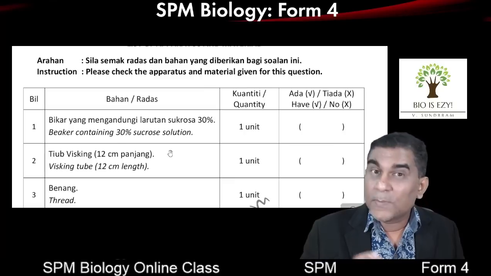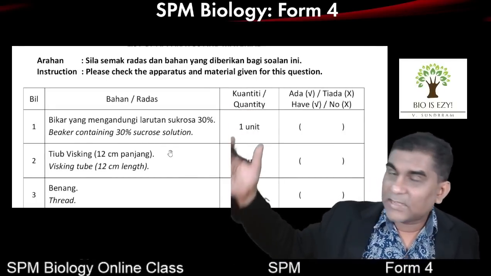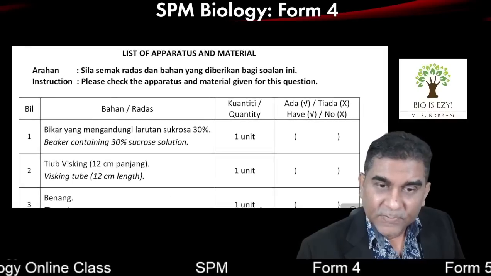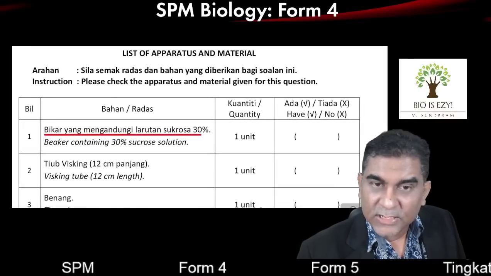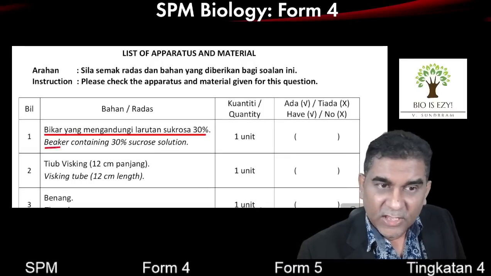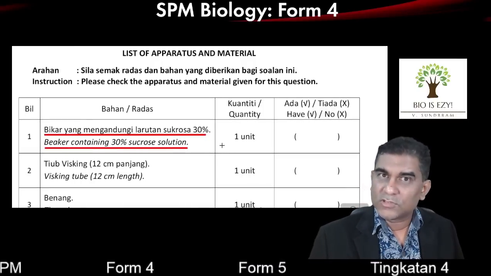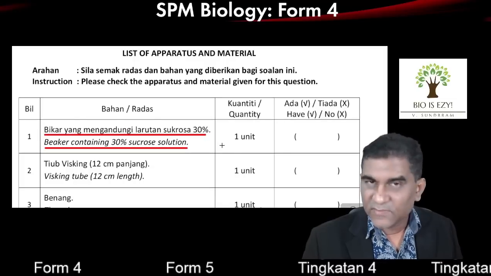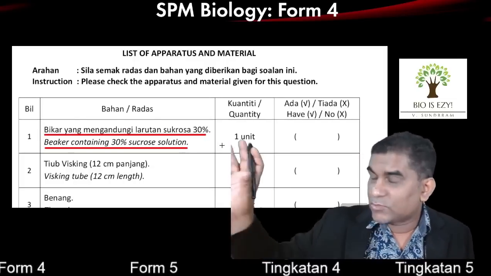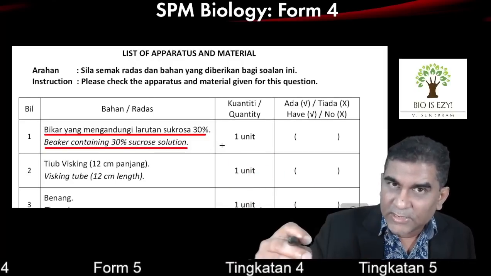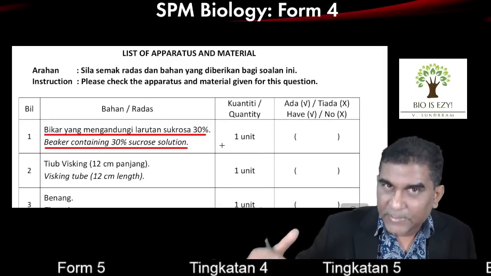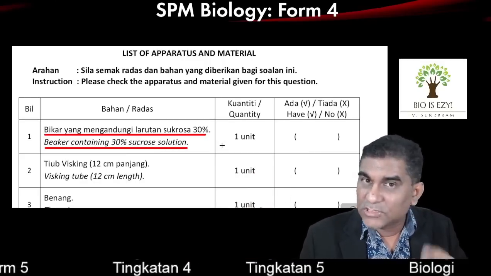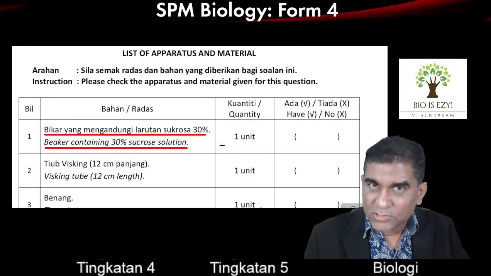Antara cara mudah untuk mengenal pasti pemboleh ubah adalah daripada senarai radas dan bahan yang ada di hadapan kamu. So kalau kita perhatikan dekat sini, yang pertama, kita ada beaker yang mengandungi larutan sukrosa 30%. We have a beaker that contains 30% sucrose solution. So that tells us 30% sucrose solution should be the constant variable. Because we are going to place this. Later, I'll show you how to do the experiment. But I just want to highlight, as you're going through the material and apparatus, tick all the ones that are supposed to be more important. Like 30% sucrose solution, without it, you can't do the experiment, so it's considered important.